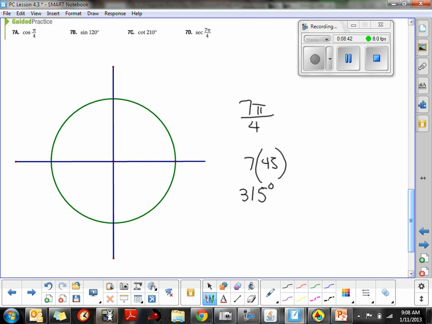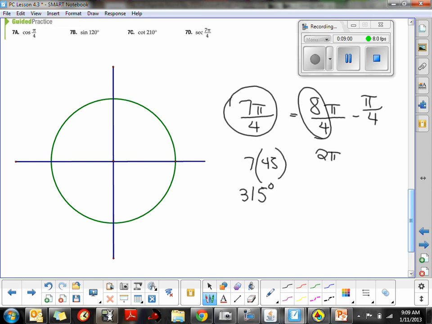Another way to think about it is 7 pi fourths is darn close to 8 pi fourths, and 8 pi fourths represents 2 pi. But it's going to be one of those pi fourths short, so it's really 2 pi minus 1 pi fourths. So think about going a negative pi fourths. That's another option that you have. Or you can rotate 315 degrees. Either way, these are coterminal angles that we studied earlier.